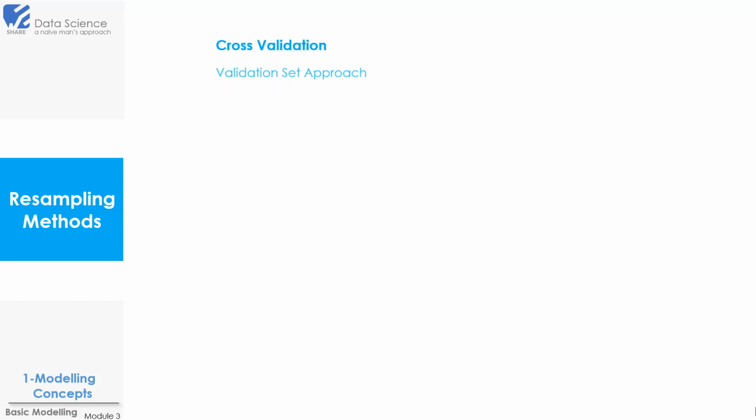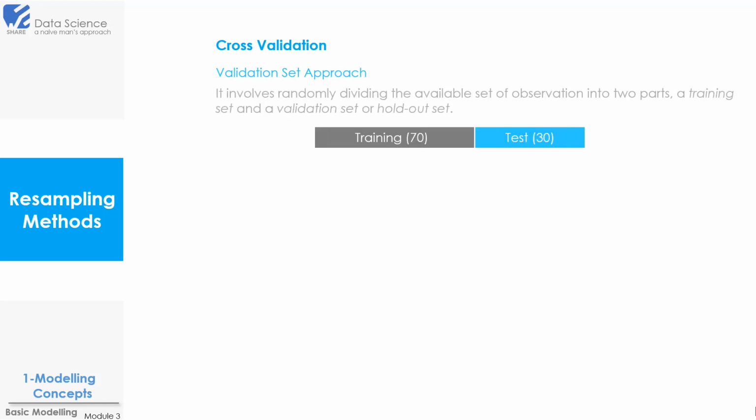So the first approach in cross-validation is validation set approach. It involves randomly dividing the available set of observations into two parts, a training set and a validation set or holdout set. Let's say we have divided this in 70:30 ratio. We could divide this in any other proportion as well, but for now let's assume 70:30. Now we'll build our model on training data and then calculate MSE for regression or classification error rate for classification from the test data to know the accuracy of the model.